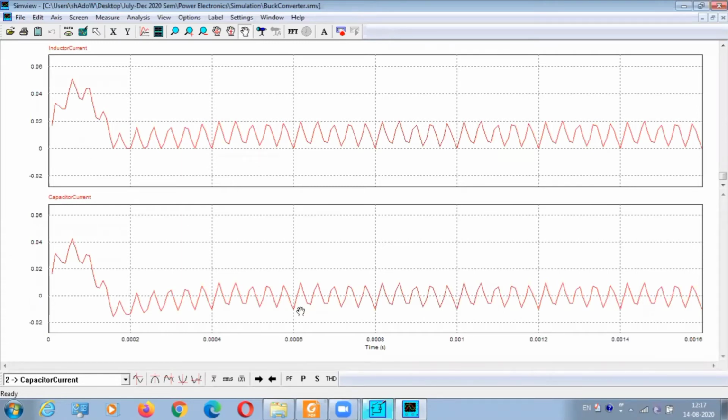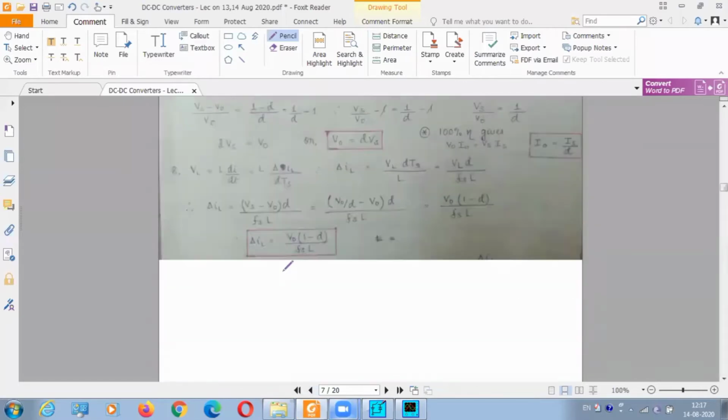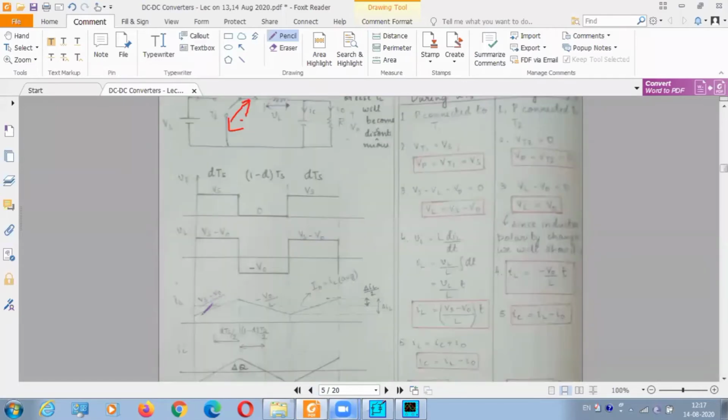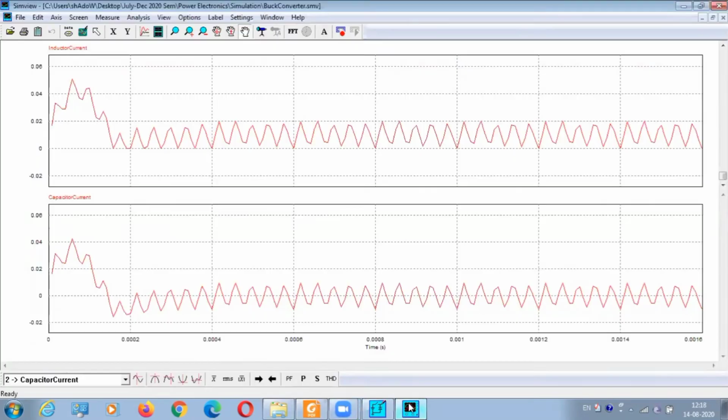See, inductor current can't go negative, as we studied in the PDF also and in transient analysis. Inductor current can't go negative. It is always in the positive direction only. See, inductor current is not going negative. Above 0. It is always above 0.